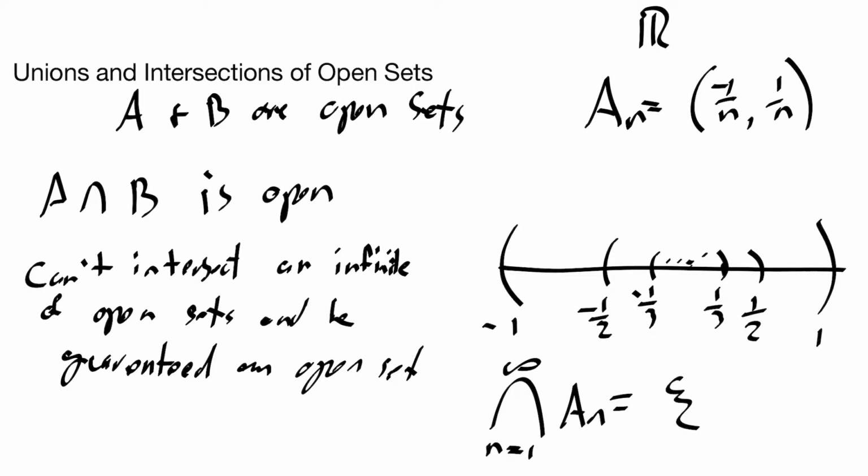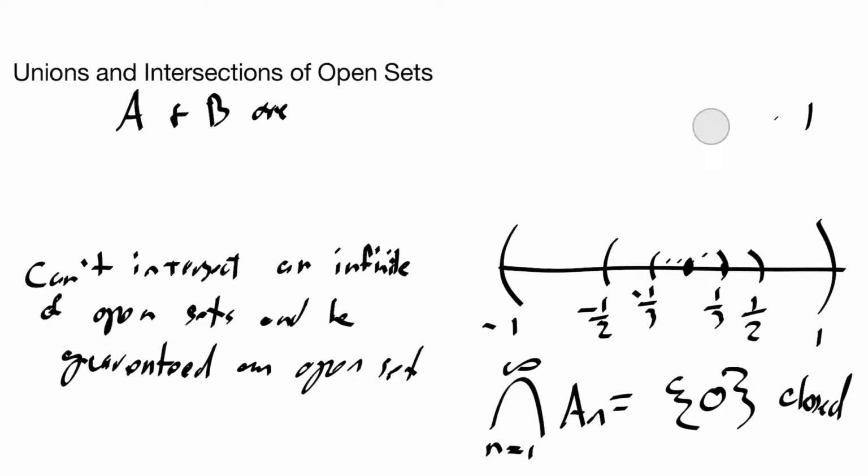But what happens if I take the intersection from n equals 1 to infinity of all these A_n? Well, there's only one point left that's in the intersection of every one of those sets, and it's just the point 0 alone. And what we saw is that a single point must be closed. So we can't take an infinite intersection, but any finite intersection will be just fine.